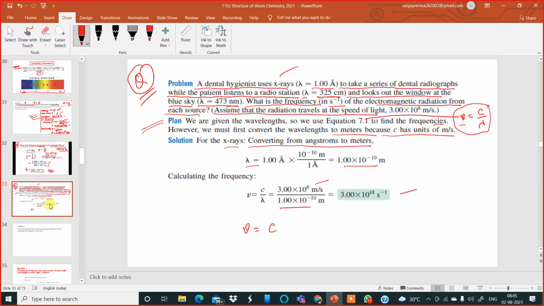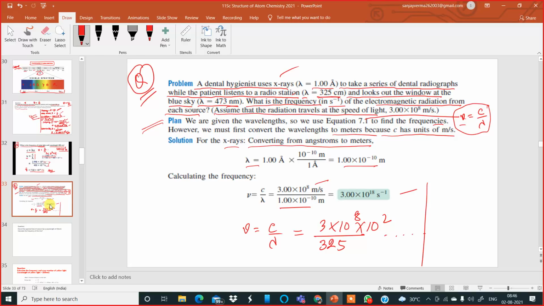Similarly we can get the frequency for the radio waves also. Nu is equal to c by lambda, so 3 into 10 to the power of 8 divided by lambda. For this one it is 325 centimeter, which has to be converted into meter. So how will I convert centimeter into meter? Tell me, boys. Is it divided by 100? Yes, sir, divided by 100. So 325 must be divided by 100. So 10 to the power of 2 goes up.